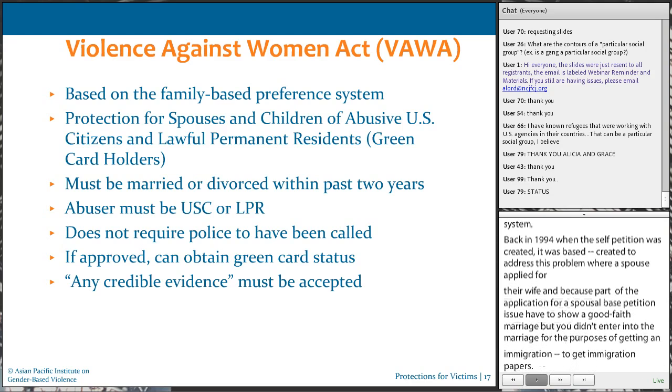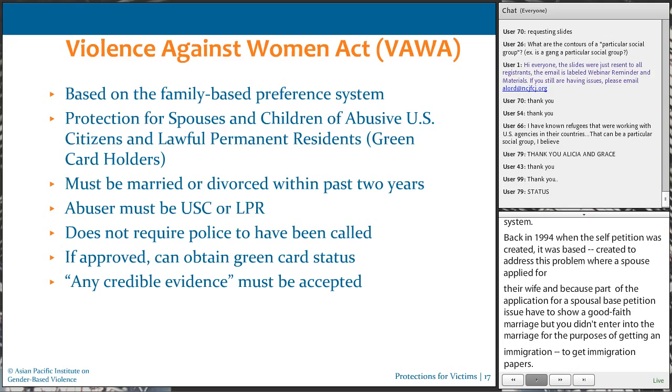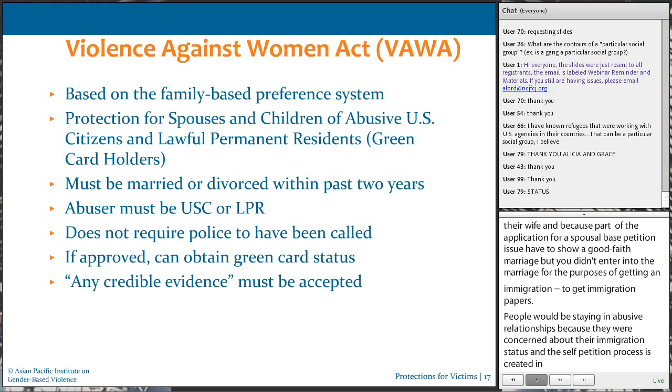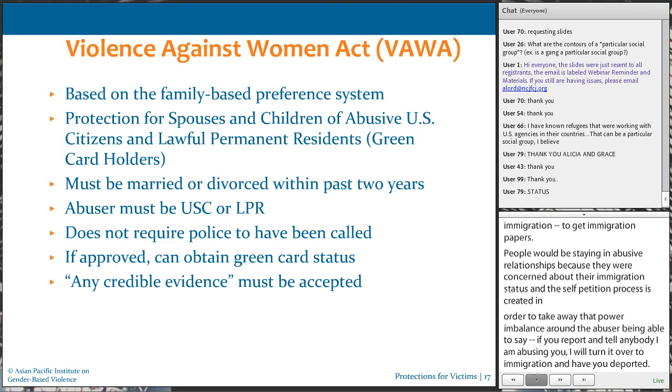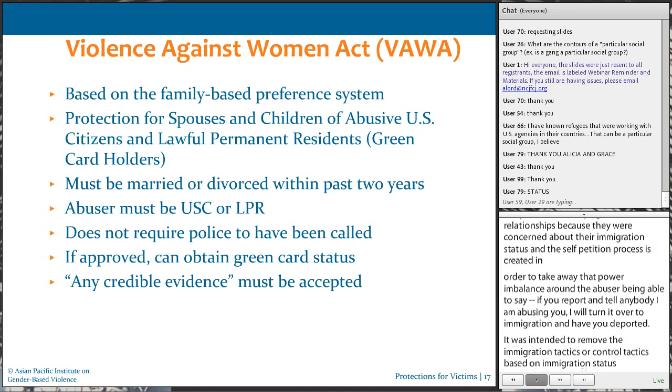And the self-petition process was created in order to take away that power imbalance around the abuser being able to say, if you tell anybody that I'm abusing you, I'm going to turn you over to immigration, I'm going to have you deported. It was intended to remove the control tactics based on immigration status from the dynamic. And so the VAWA self-petition was created, so for spouses and children of U.S. citizens or permanent residents who are abusive, there is now a way for the non-citizen to apply for their own status.